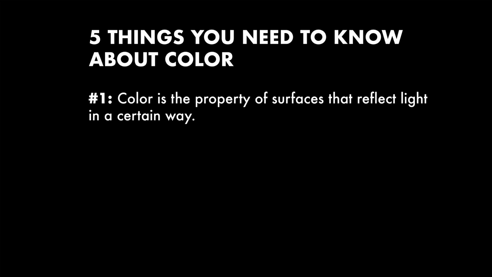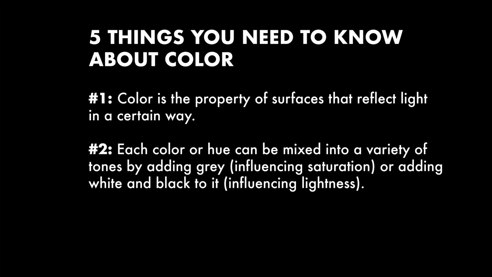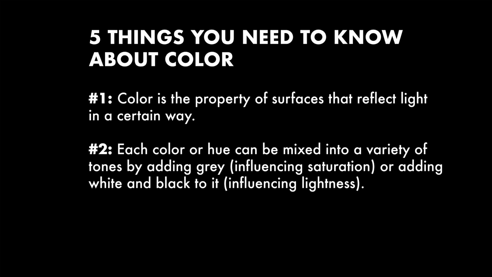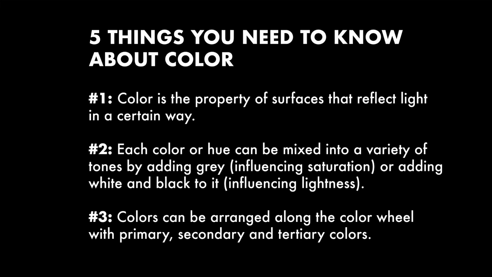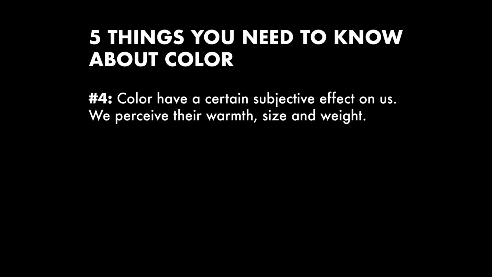Alright, let's repeat what we just covered so you remember it better. Number 1. Color is the property of surfaces that reflect light in a certain way. Number 2. Each color or hue can be mixed by adding a variety of tones, by adding gray, influencing saturation, or adding black and white to it, influencing lightness. Number 3. Colors can be arranged along the color wheel with primary, secondary and tertiary colors. Number 4. Colors have a certain subjective effect on us. We perceive them as having a certain temperature, certain size or even weight. Consider this when creating your images.